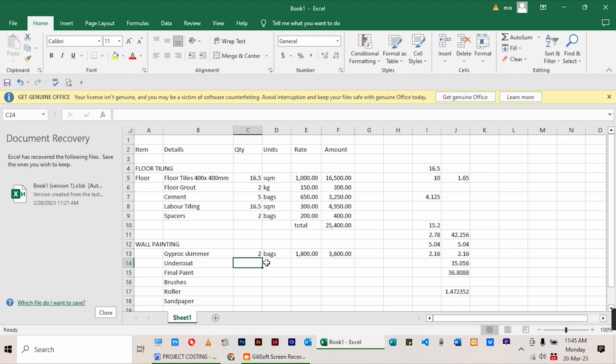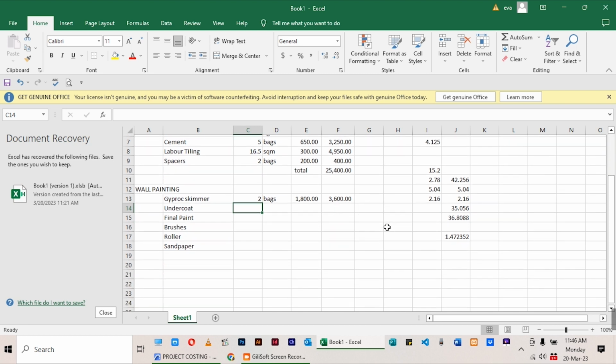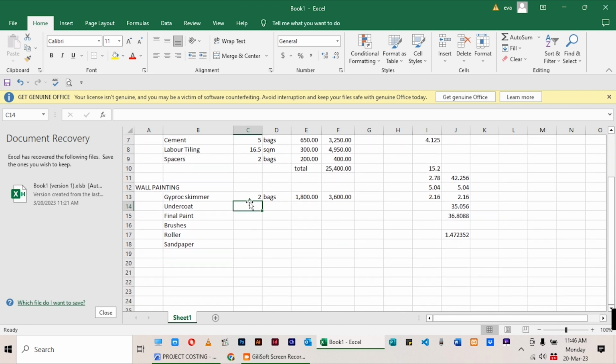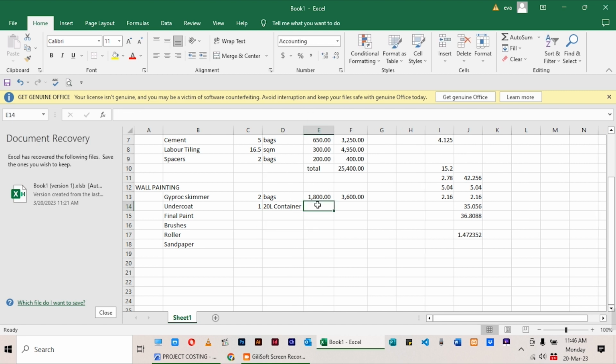Undercoat. Undercoat comes in 20 liters, and one is able to do 74 square meters. So this is very little, but it's always good to buy in large quantities. So do 1. This is container, 20 liter container. The current price, depending on which one you're buying, I like using Dura or Crown. You do 4200. So it's equals to this, multiply by 1.